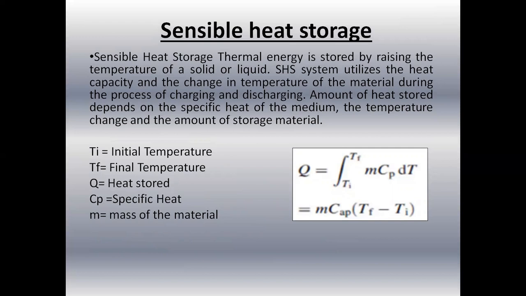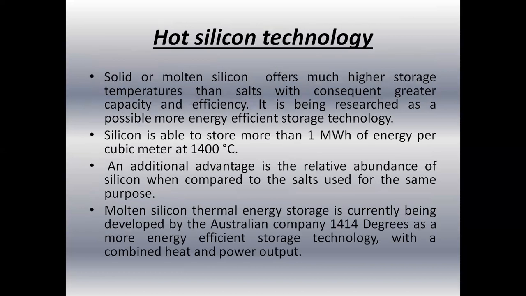Basically, it utilizes the heat capacity and the change in temperature of the material during the whole process of charging and discharging. Basically, the heat stored in a material depends upon its initial temperature, final temperature, its heat capacity, and its change in temperature and mass of the material we are using. Here in the formula, Ti is the initial temperature, Tf is the final temperature, Q is the heat stored in the material, Cp is the specific heat of the material, and M is the mass of the material in which we are doing the whole process.